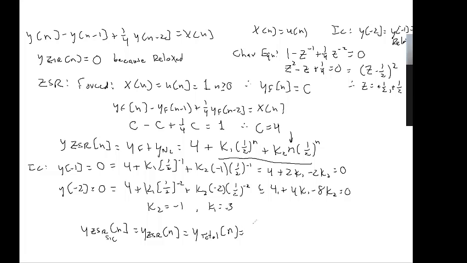In that case, it's 4 that we had from our forced response. We said k1 was minus 3, so minus 3 times 1/2 to the n, and k2 is minus 1, so minus 1 times n times 1/2 to the n, all times u of n, and that's our solution.